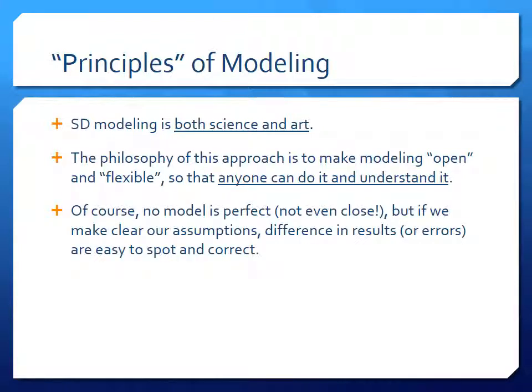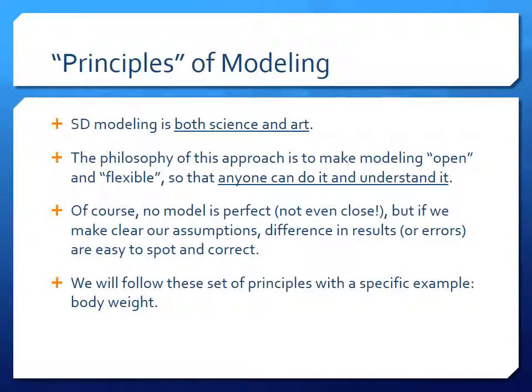I'll reiterate, no model is perfect. It's not even close to perfect. But if we make clear our assumptions and our simplifications, then the differences in results or the errors that we make are easy to spot and to correct. So if we keep things clear, transparent, very open, very flexible, I think it's a lot easier to spot errors and mistakes and to really be upfront with them.